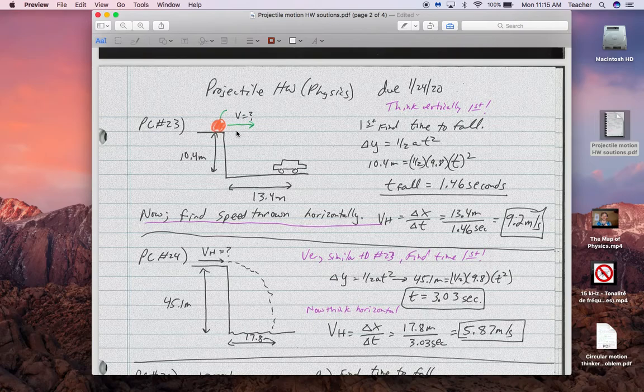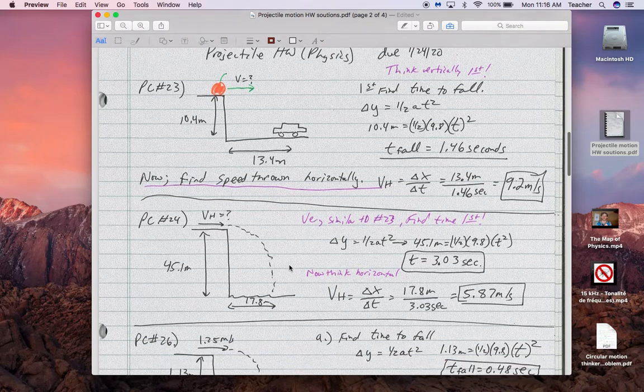I'm not given the launch speed. So I use this general equation, but I know this position. I know the time from up above, so I can find the launch speed is 9.2 meters per second. So we're kind of working backward to get this.